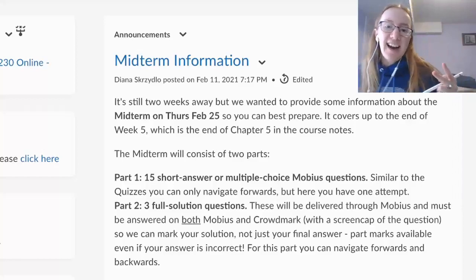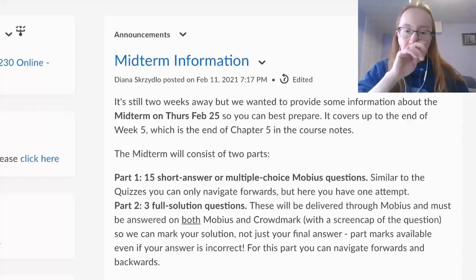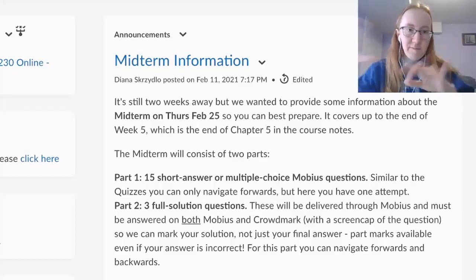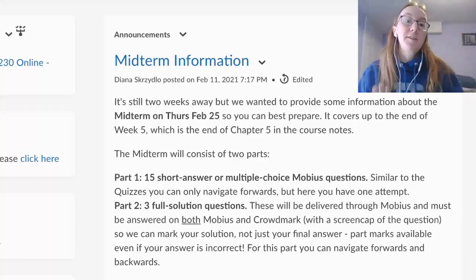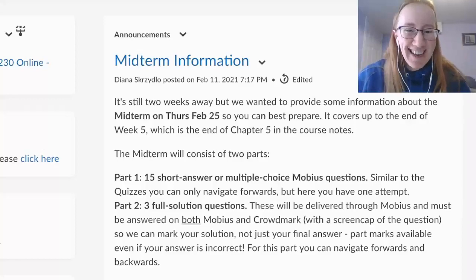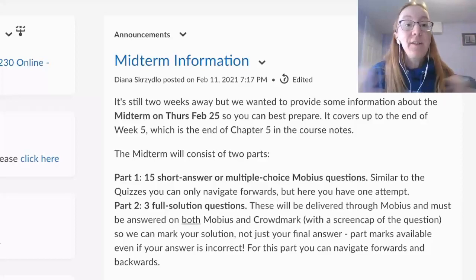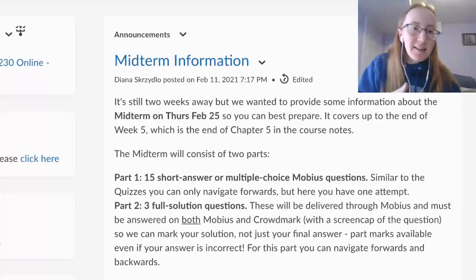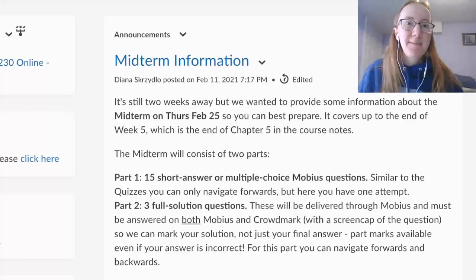The second part is full solution questions. So there'll be 3 of those, and they'll be delivered through Mobius, just so we can randomize them. And you have to answer on Mobius, but also put your solutions on CrowdMark. That is so that we can give you part marks if your final answer is incorrect, but you've got some correct process. And also there's some written answers, things that require you to graph something or explain something in words, and that is basically impossible to mark on Mobius. So we're sending that through CrowdMark instead.